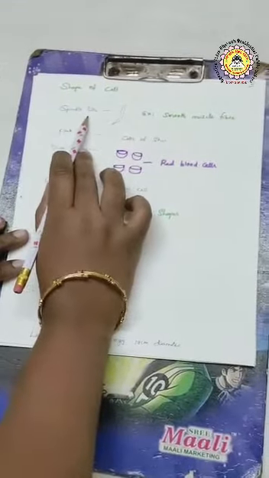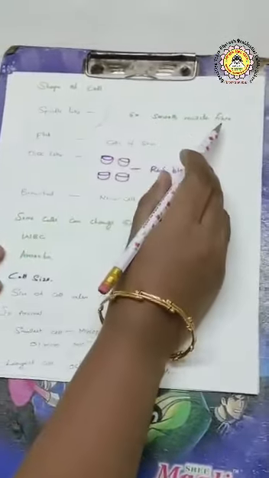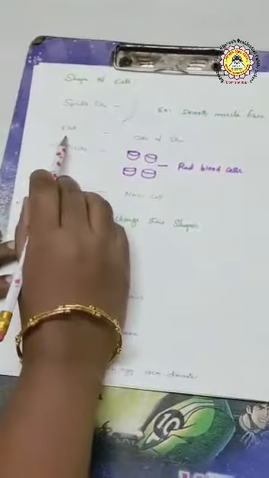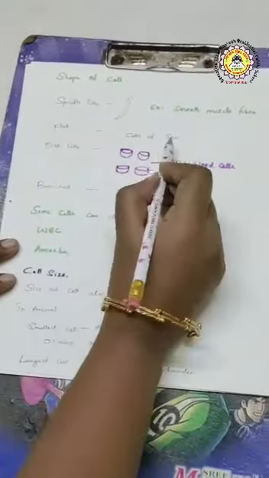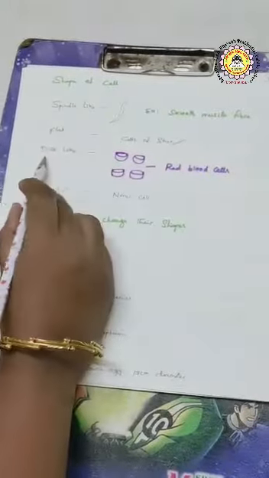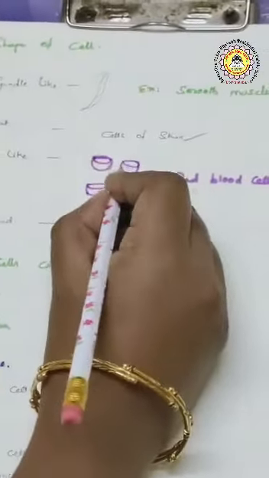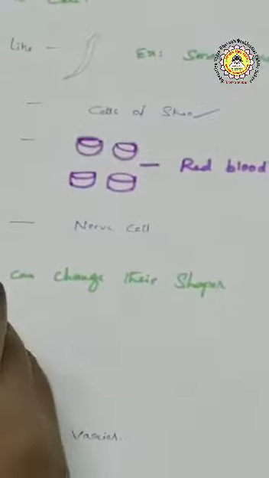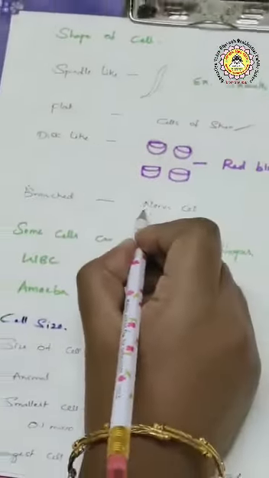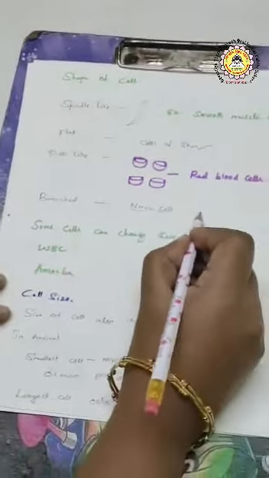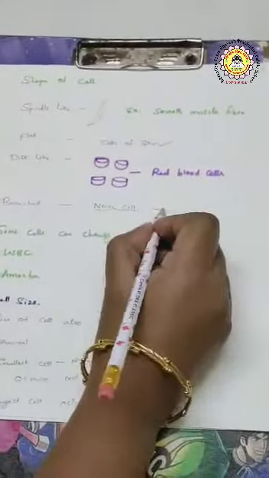One is spindle-like, for example smooth muscle fibers. Next, flat cells, such as cells of the skin. Disc-like structures are observed in red blood cells. Branched cells are observed in the nerve cell, which transports messages from the body.